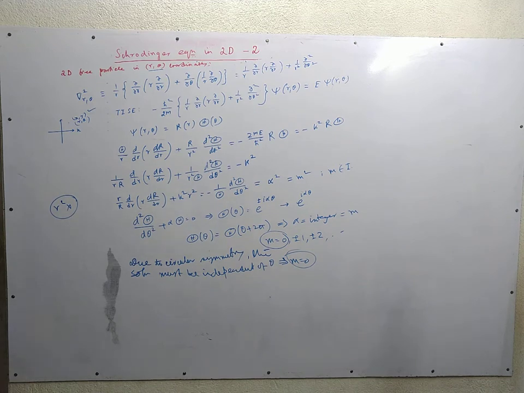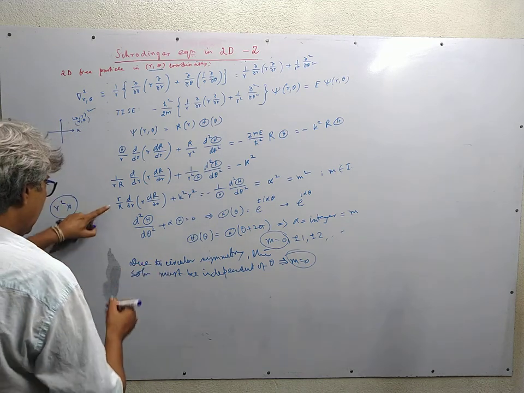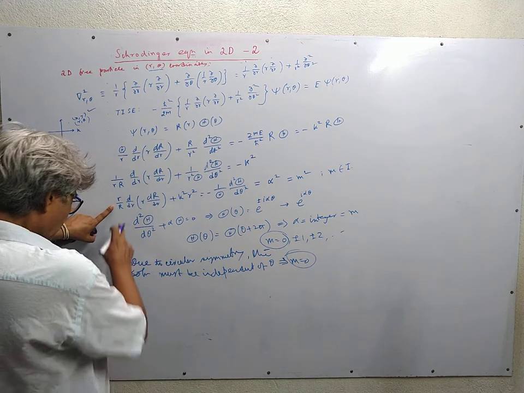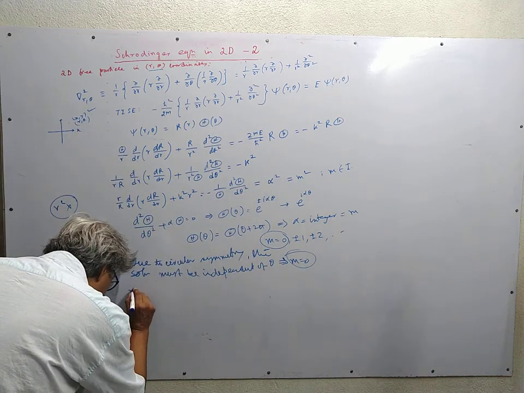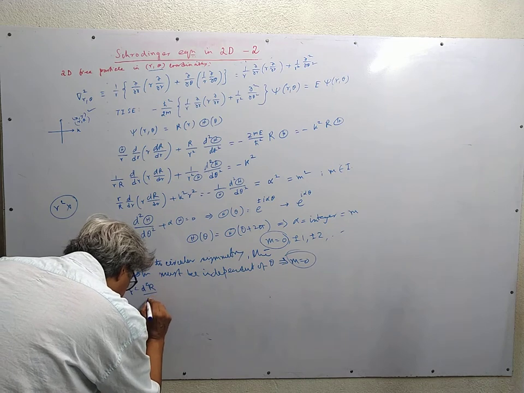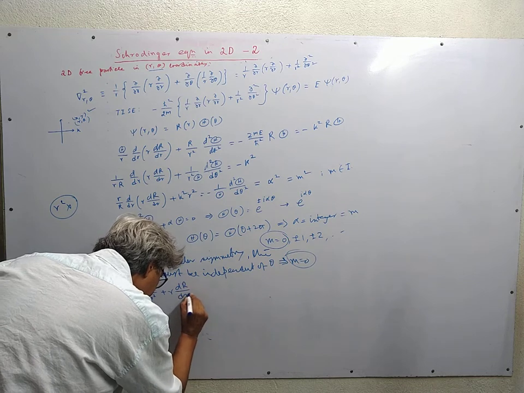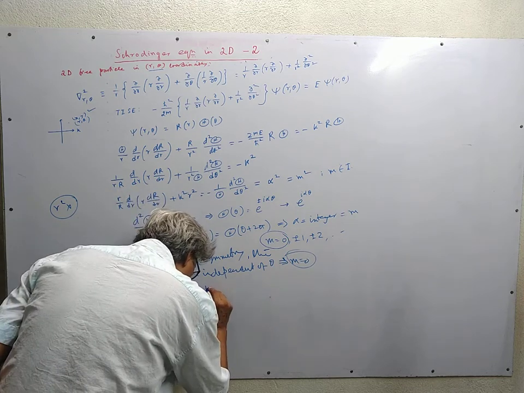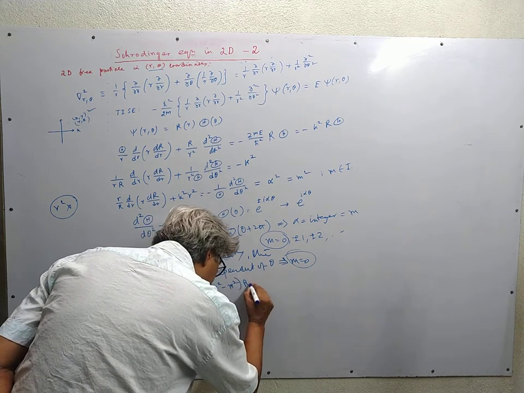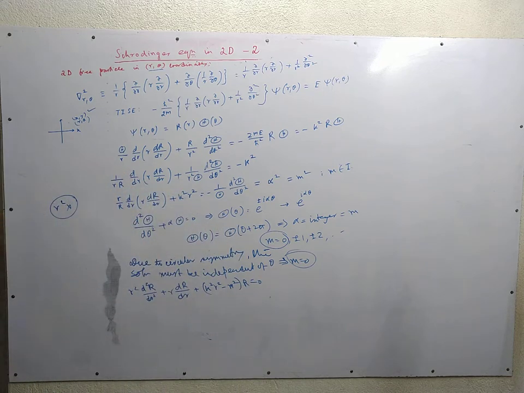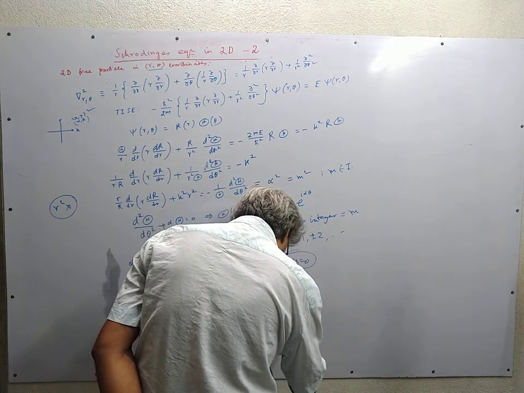So we derive this differential equation, the R equation. The R equation is this. You multiply R with this, and on simplification this becomes r squared d2R dr2 plus r dR dr plus k square r square minus m square R is equal to 0. Remember that this is the Bessel function of order m. It is the Bessel equation.